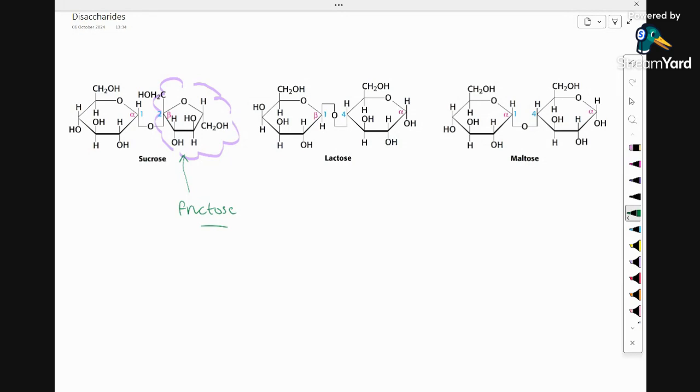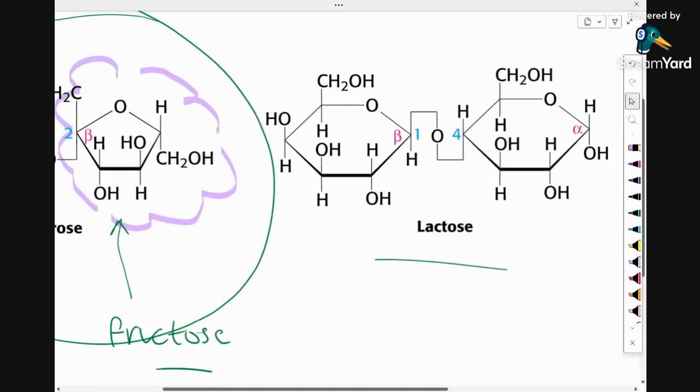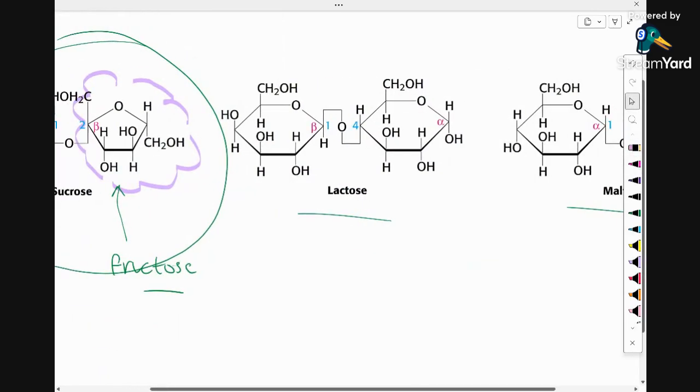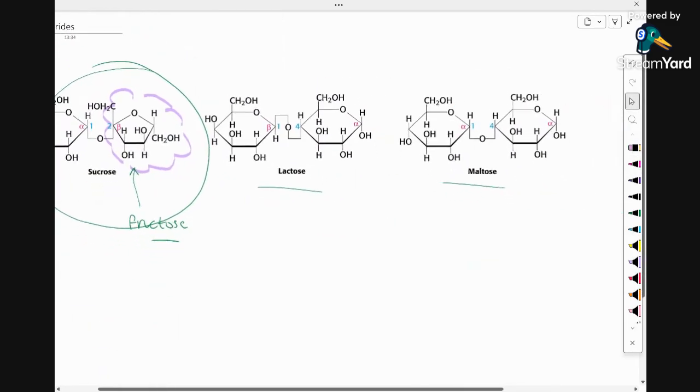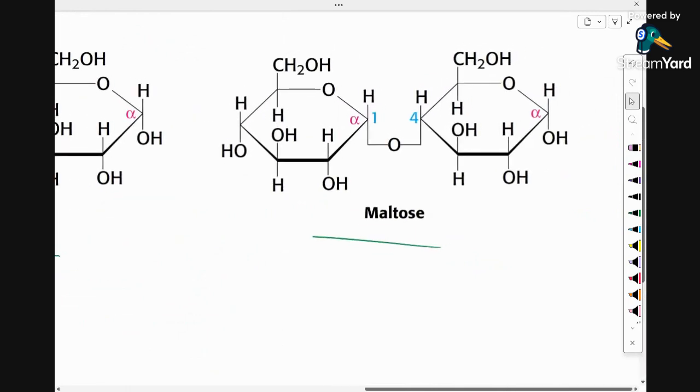Sucrose has a completely different structure to lactose and maltose, which look fairly similar. Don't forget, of course, that lactose is made up of glucose and galactose. The OH group is at a different position on galactose. It's not at the bottom here, it's at the top. That's how you recognize galactose. It'll give it a different property, which we'll see later. Maltose is just 2 glucose molecules put together, specifically 2 alpha glucose molecules.